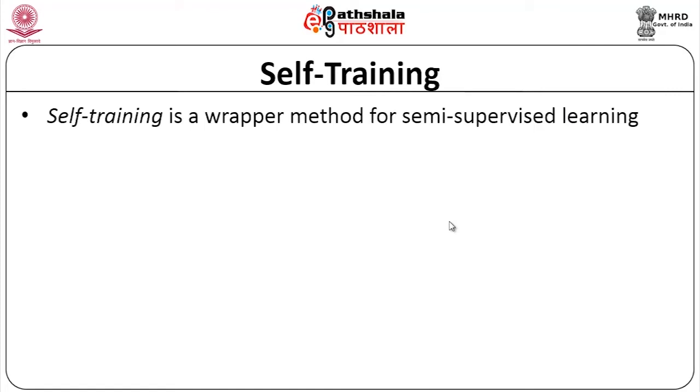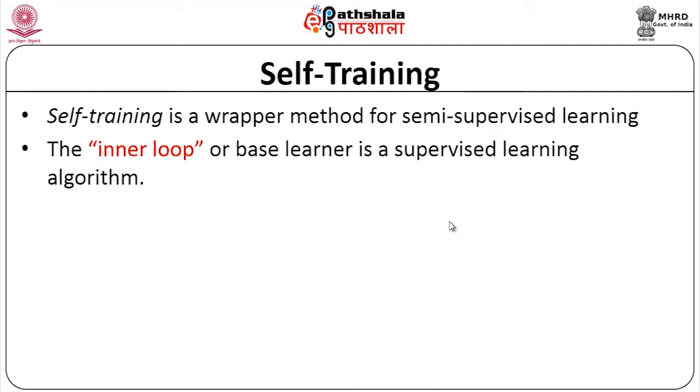Self-training is a wrapper method for semi-supervised learning, and the inner loop or base learner is a supervised learning algorithm. Why is it called a supervised learning algorithm? What you have there is you take the patterns and whatever exactly matches those patterns, that is the inner loop. So, that is exact learning and it is a base learner.